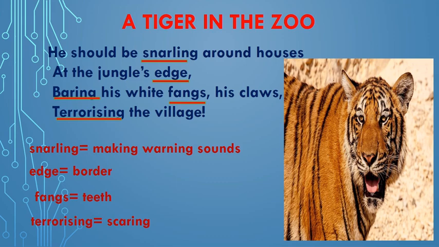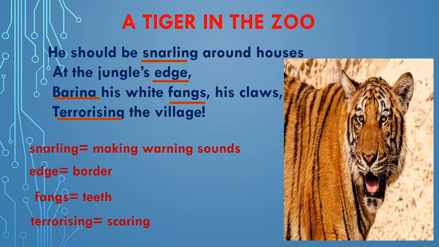It is roaring sounds, and the tiger in the jungle is roaring, frightening and scaring the villagers at the edge of the jungle. Bearing his white fangs. Fangs mean teeth. Bearing his white fangs and roaring, his claws terrorizing the village. When the villagers saw the tiger, they were very terrorized. Yes, here the tiger is terrorizing the villagers.